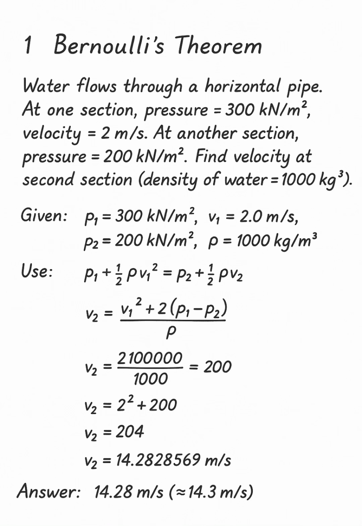So 2 (P1 minus P2) divided by rho equals 2 multiplied by 1 lakh divided by 1000, equals 200. Therefore, V2 square equals 2 square plus 200, equals 204. Taking square roots, V2 equals 14.28 meter per second, approximately 14.3 meter per second. So, the velocity at the second section is 14.3 meter per second.